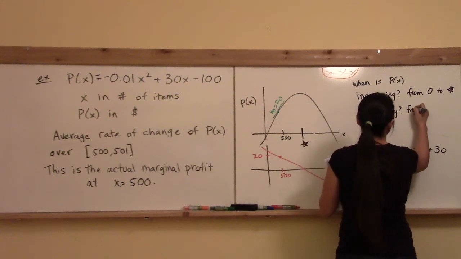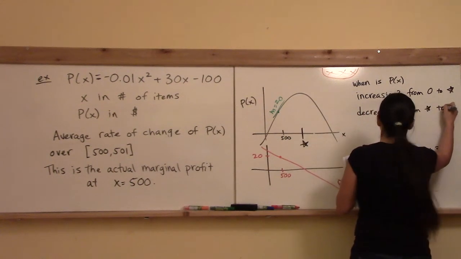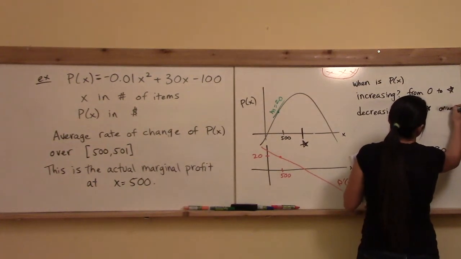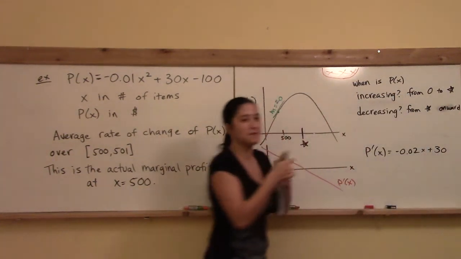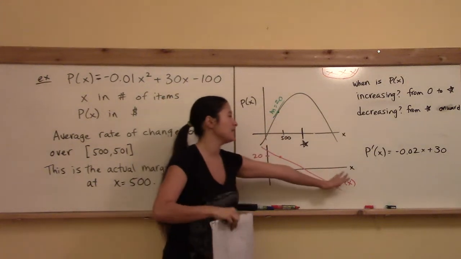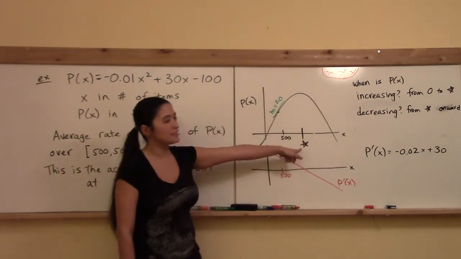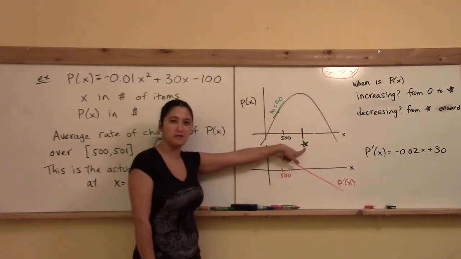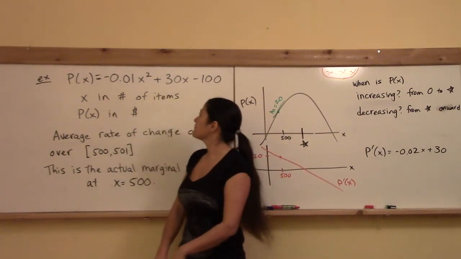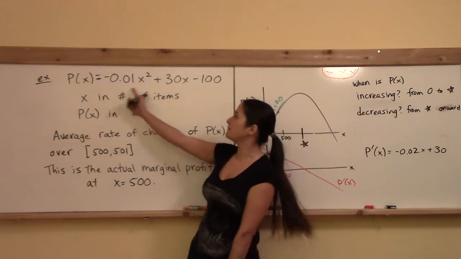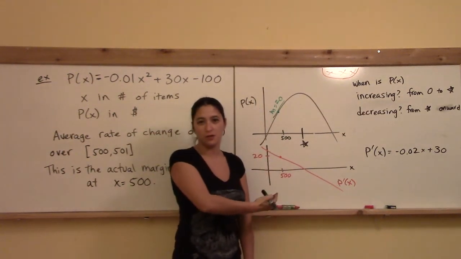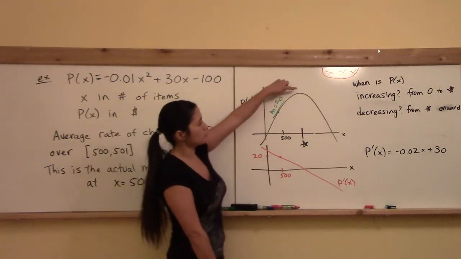And then it's decreasing from the star point onward. It's always going to be decreasing after that because it seems like it's going down after that star point. So it looks like that star point's a pretty important point. Would you guys know how to find that star point already? Yeah, because this is a quadratic equation, right? So that's the vertex of the quadratic. So we could use the quadratic formula to figure out where the star point is.